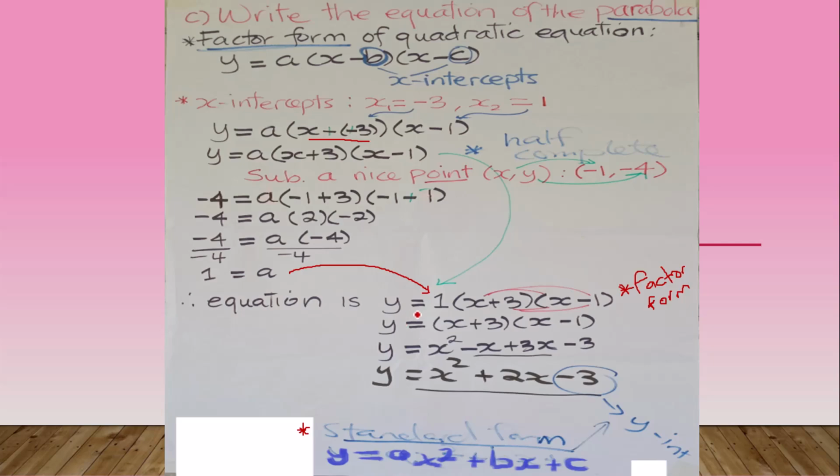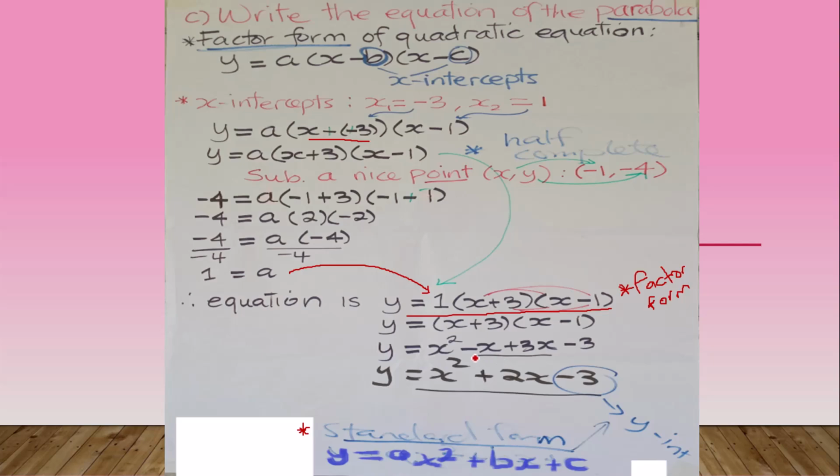Okay, we are now in the vector form, so let's expand. 1 times x is x, and 1 times 3 is 3. And then the result of this first multiplication is again multiplied by the second bracket. So x times x is x squared. X times negative 1 is negative x. 3 times x is positive 3x. And 3 times negative 1 is negative 3.